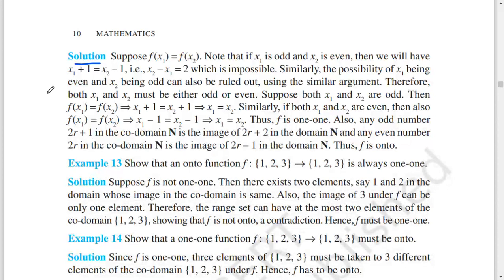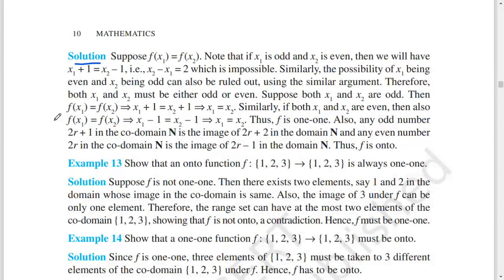Therefore both x1 and x2 must be either odd or even. Suppose both x1 and x2 are odd, then f(x1) = f(x2), that is x1 plus 1 equal to x2 plus 1, that is x1 equal to x2. Similarly, if both x1 and x2 are even, then also f(x1) = f(x2), that is x1 minus 1 equal to x2 minus 1, that is x1 equal to x2. Thus f is one-one.